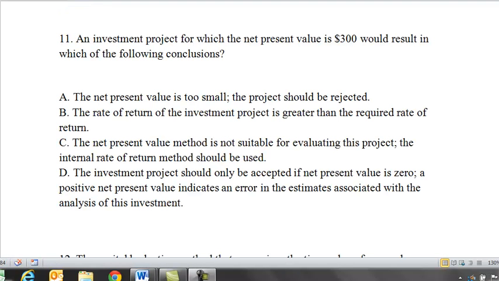Okay, and we don't have a number 10, so we're going to move on to number 11. An investment project for which the net present value is $300 would result in which of the following conclusions? A. The net present value is too small. The project should be rejected. That's never part of the net present value. It does not look at the amount as being too big or too small. B. The rate of return of the investment project is greater than required rate of return. And that definitely seems like the right answer, unless there's something better. We'll see.